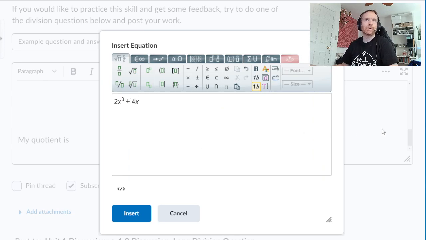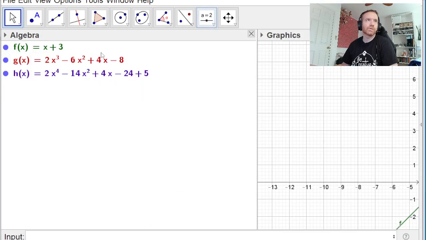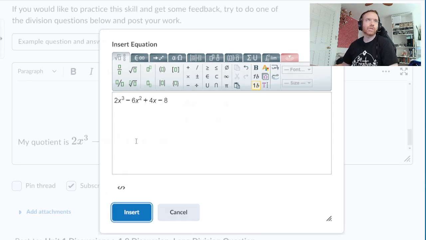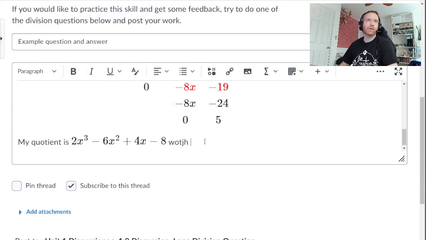I already forget what it was. Sorry, I'm terrible at this sort of thing. I think I had it in Geogebra. Okay, so sorry, minus 6x squared plus 4x minus 8. So minus 6x squared, plus 4x minus 8. So that was my quotient with a remainder of 5. And that would be my full answer.